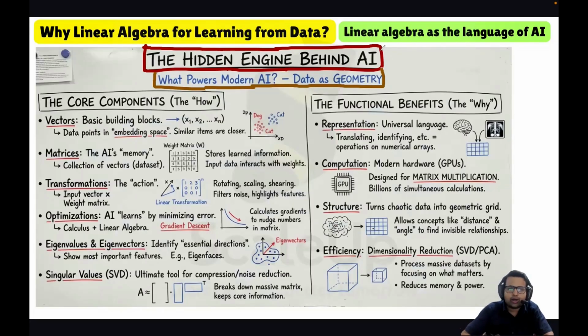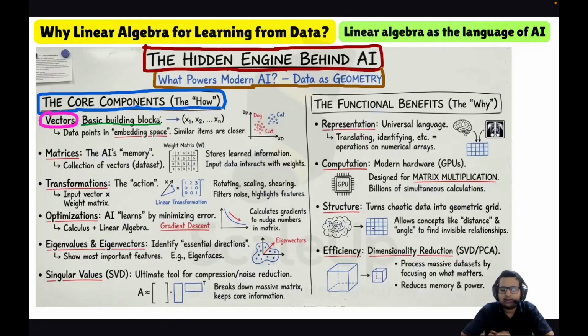So if we talk about the core components of linear algebra, which powers the modern AI, the core components are the how. So we have vectors. Vectors are the basic building blocks. Every piece of data, like a word, a pixel, or a user preference, is converted into a vector. A vector you can treat like a list of numbers. That list can be a horizontal list or a vertical list, so we can have a row vector and a column vector.